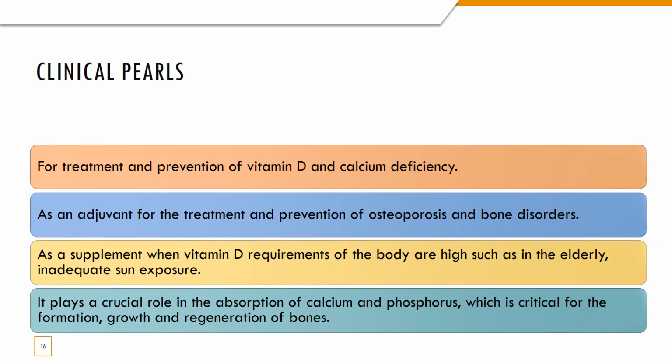Some clinical pros for this is for the treatment and prevention of vitamin D and calcium deficiency. It is used as an adjuvant for treatment and prevention of osteoporosis and bone disorders, as a supplement when vitamin D requirements of the body are high, such as in the elderly or inadequate sun exposure. It plays a crucial role in the absorption of calcium and phosphorus, which is critical for the formation, growth, and regeneration of bones.